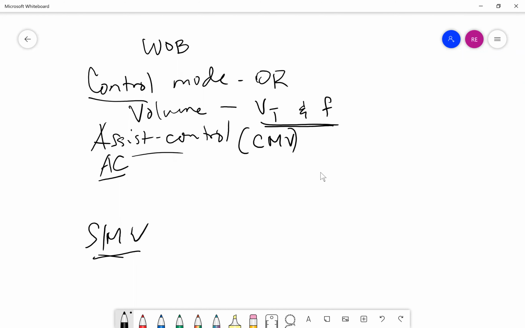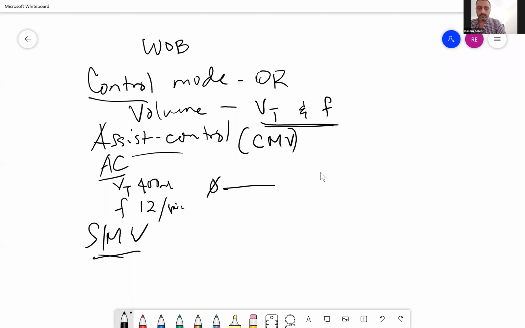So let's say for instance in AC, we put the tidal volume at, let's say, 400 ml, and the frequency at, say, 12 per minute. So if the patient breathes, the patient's given a breath. So if it's 12, that means every how many seconds does the patient receive a breath?